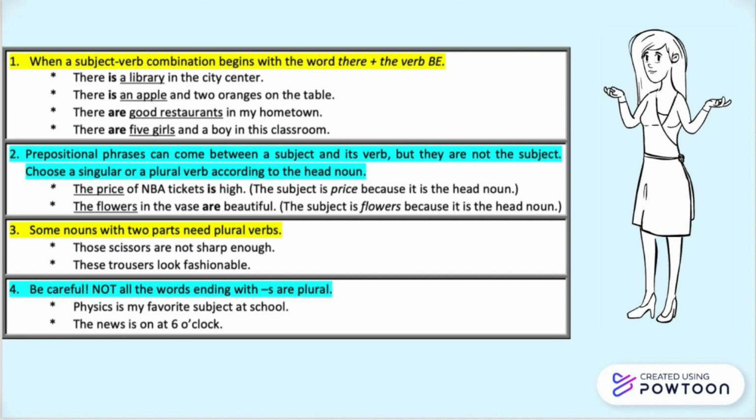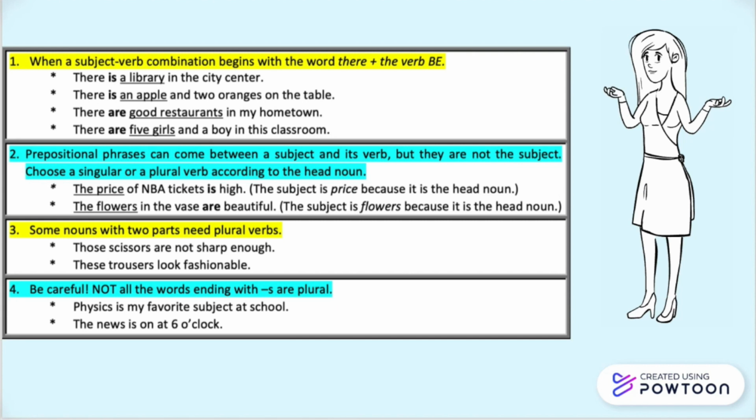But sometimes we have a series of subjects that are mixed, singular and plural. In this situation, the verb agrees with the nearest noun. Look at the second example. There is an apple and 2 oranges on the table. Here the first noun in the series is singular, so we use there is.